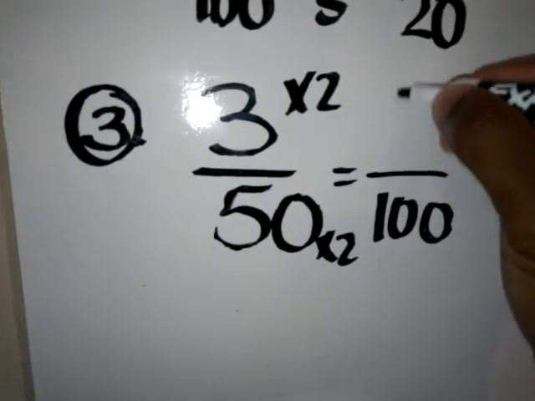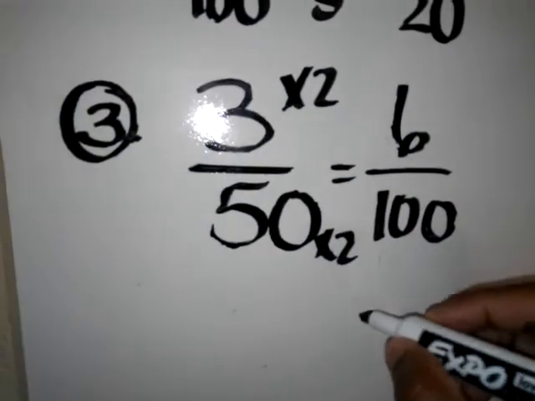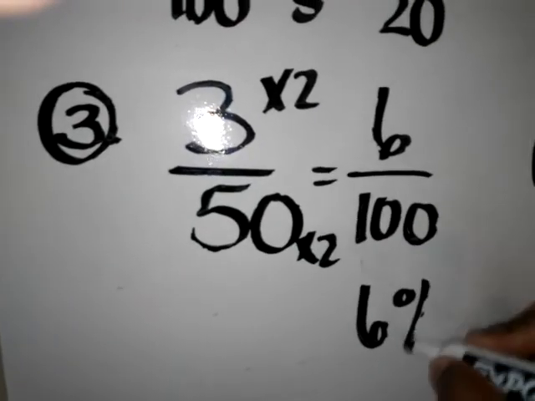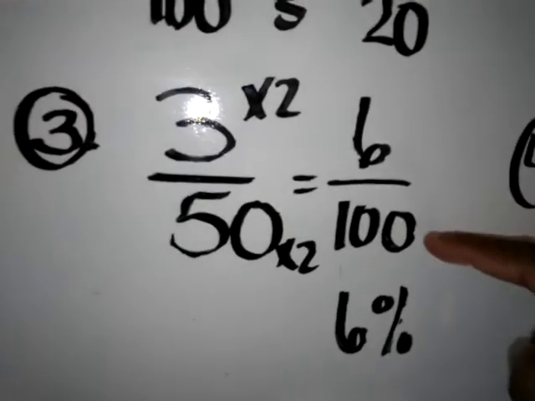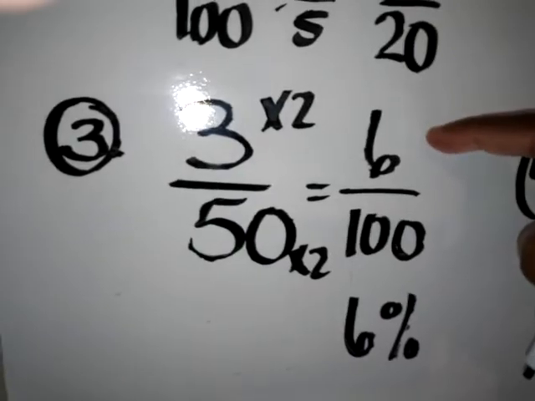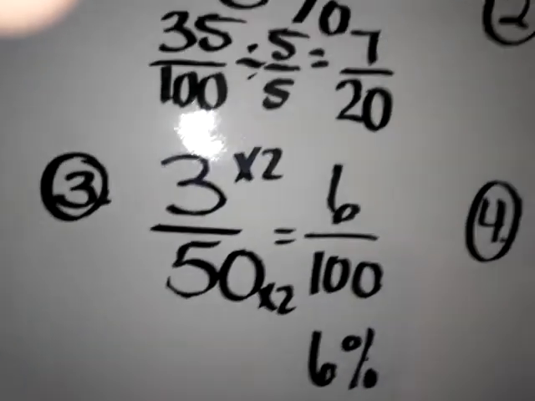So 3 times 2 is 6. So how do you write this as a percent? It's clearly written as 6%. We already have our whole. What we need to get to is 100. Our part of this percent is 6, so 6%.